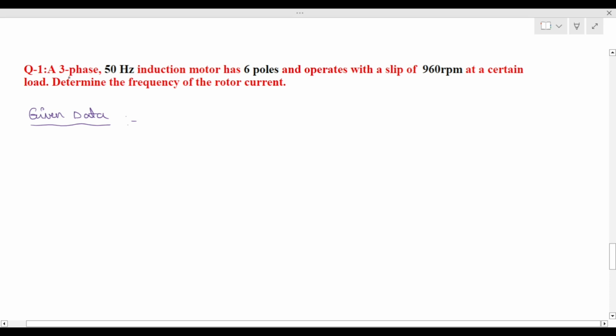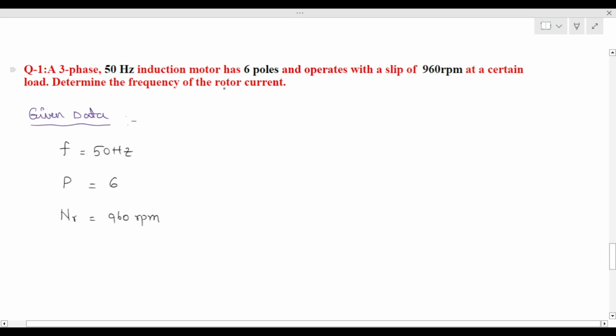Here the problem is: a 3-phase 50 Hz induction motor has 6 poles and operates with a rotor speed of 960 rpm at a certain load. Determine the frequency of rotor current. First of all we will write the given data. Frequency is 50 hertz, poles equal to 6, and rotor speed Nr is equal to 960 rpm.